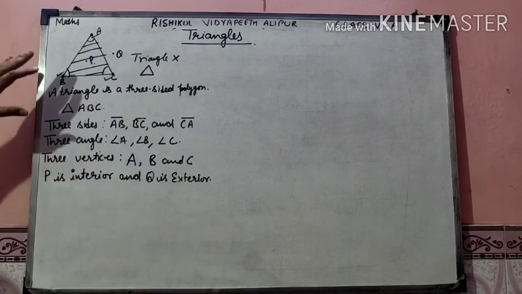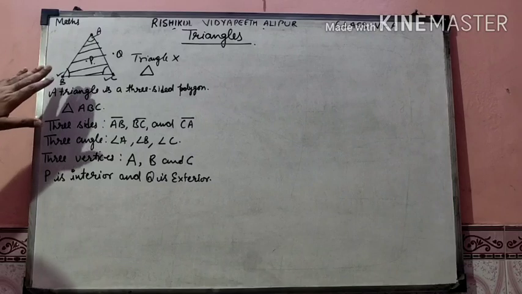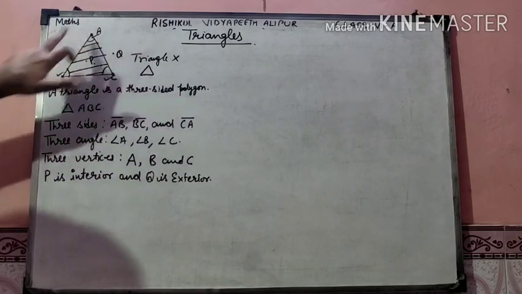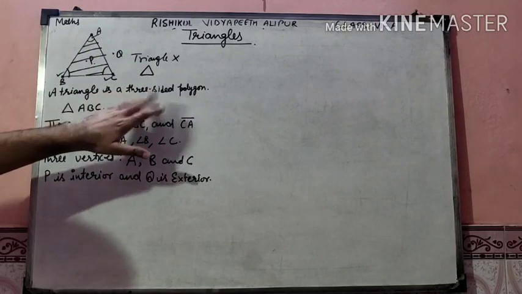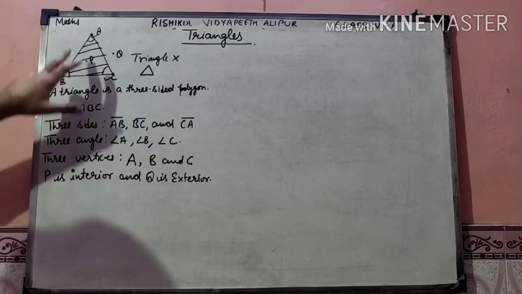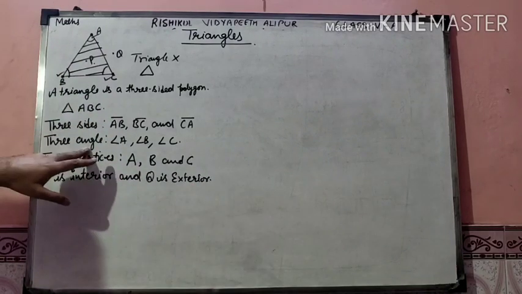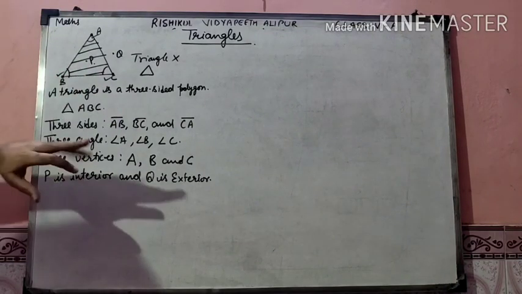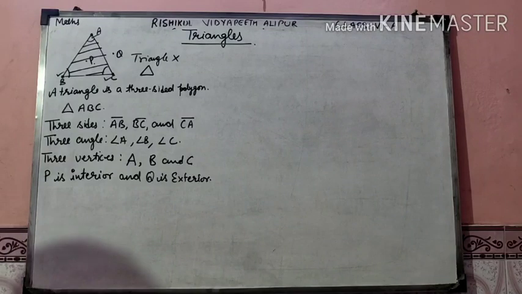Look at the board and be attentive in the class. This is a triangle. A triangle is a 3-sided polygon. It is that polygon which has the least number of sides. It has 3 sides, 3 angles, and 3 vertices. And if a point is inside, it is called interior, and if a point is outside, that is called exterior. Is that clear? Now come to the first question.